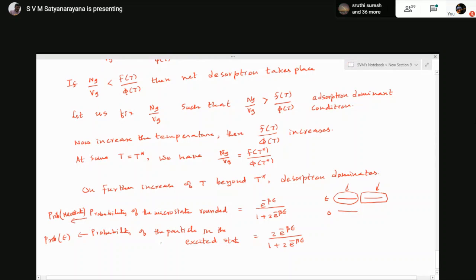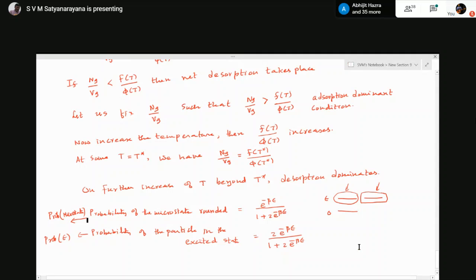So in the problem that I have done earlier, I was only asking what is the occupancy of the excited state. So there I was only interested in the particle being in the excited state, and in that case I have to put in the degeneracy factor here. So if I am using the probability of one of the microstates, then whatever we discussed earlier, we have to use just the Boltzmann factor for that particular microstate.